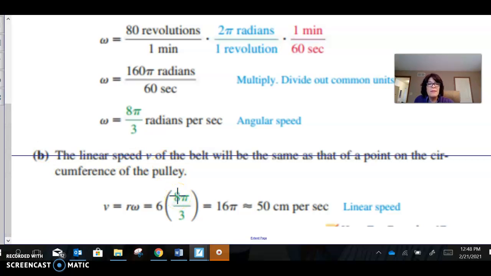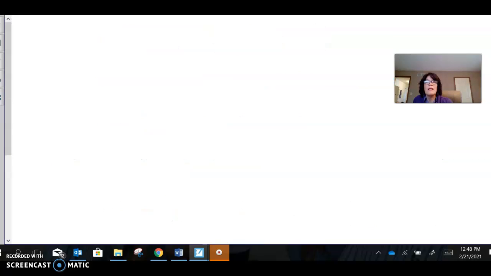The linear speed, again, I'm going to use my r times omega, my radius times my angular speed. And so I get 6 times 8 pi over 3, 16 pi, and they changed it there for me, which I'm glad, about 50 centimeters per second. These are nice applications of radian measure.